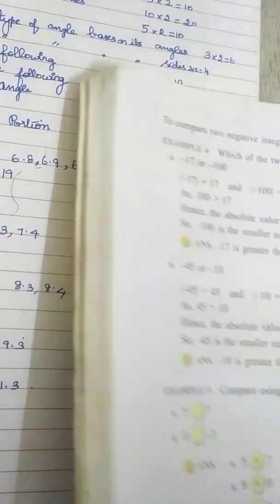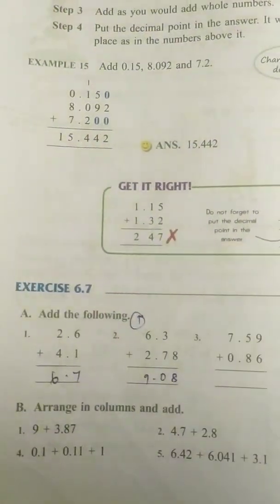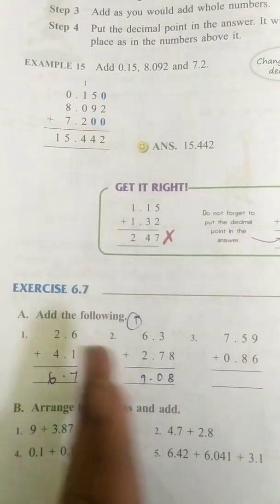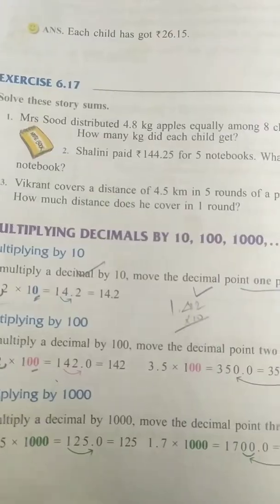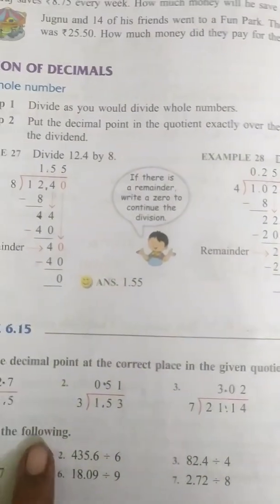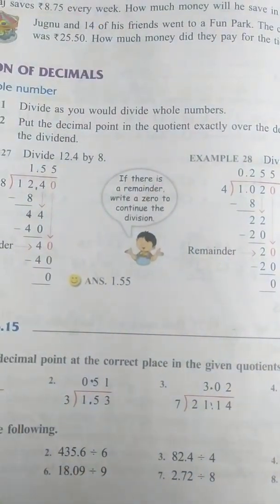Next is integers, percentage and decimal. These are all we have already learned. In the decimal, how to add numbers with a decimal point: the integral part and decimal part you will separate and add. Am I right? In the same way, how to multiply when you have a decimal number.